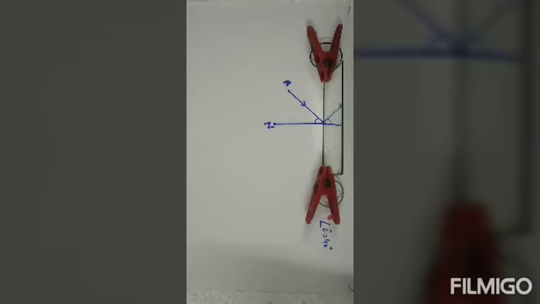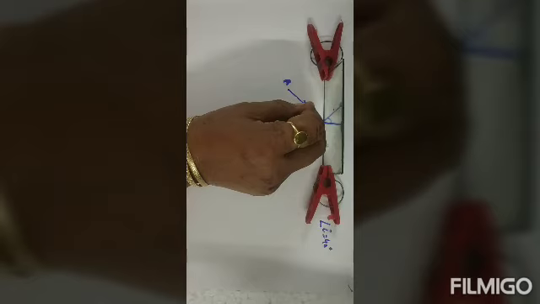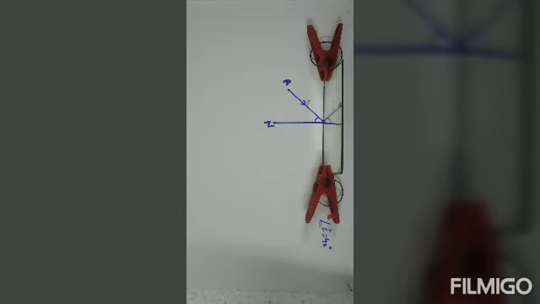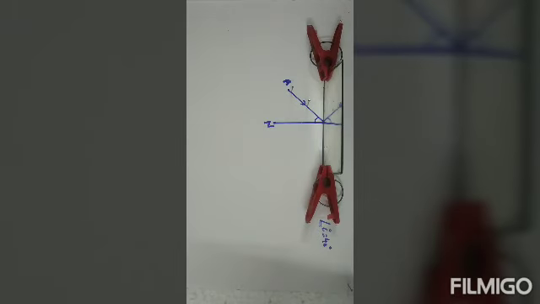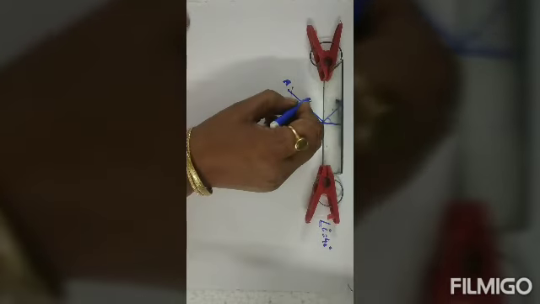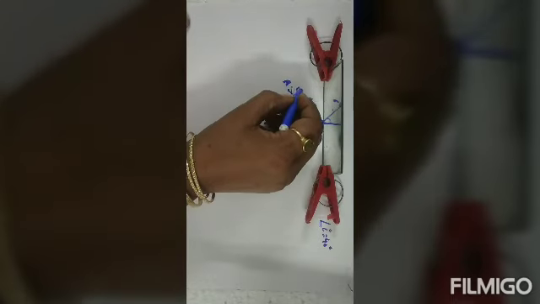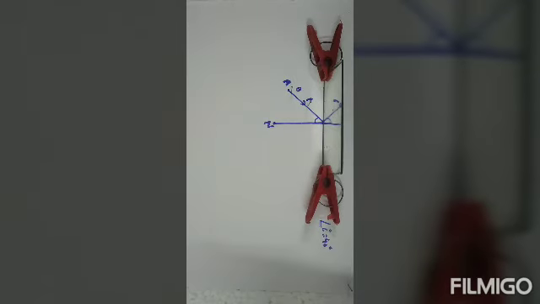Now we are going to see the image of P and Q in the mirror. But before that, we simply fix two pins on the incident ray. So here we have given the names P and Q. These are the points where we have to fix the pins.